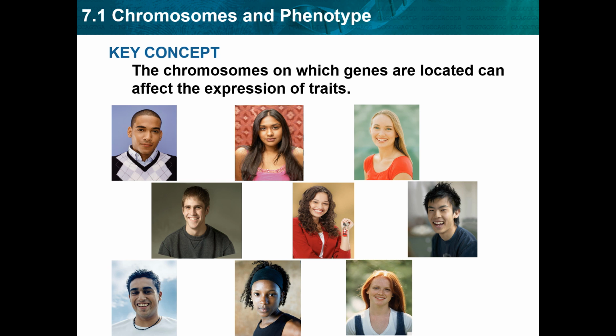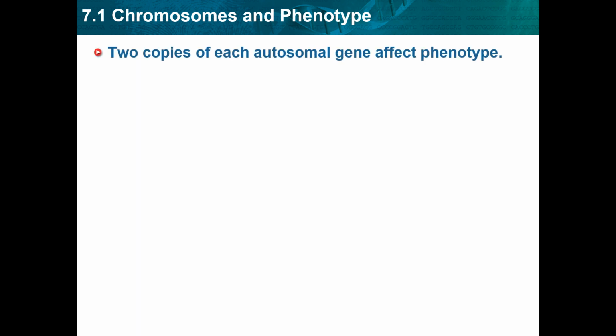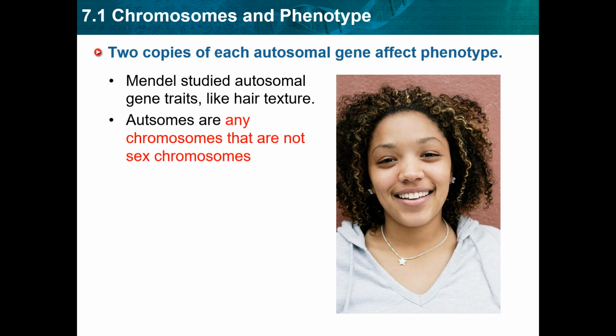This is Chapter 7, Section 1. It's on chromosomes and phenotype. And the key concept here is that the chromosomes on which genes are located can affect the expression of traits. So 2 copies of each autosomal gene are going to affect phenotype.